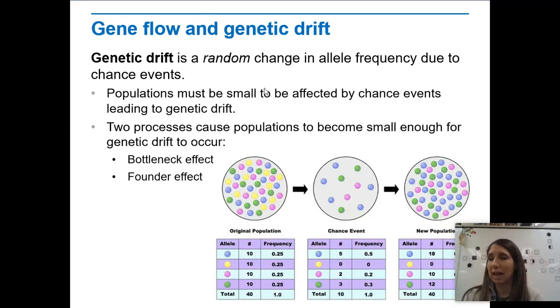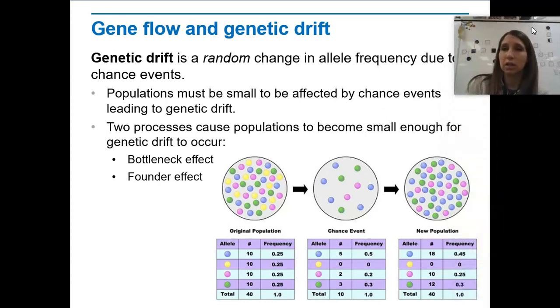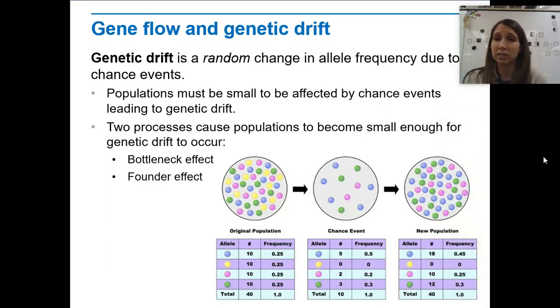So we say genetic drift can affect a population if we have a couple of different types of effects. If we have events that cause a population to become small in size, we can have genetic drift occur as a result of that. There are two different processes by which we can get genetic drift to occur. In other words, two different ways by which we can make populations very small so that this randomness has a larger impact. We call these the bottleneck effect and the founder effect. I'm going to go through each one on its own.